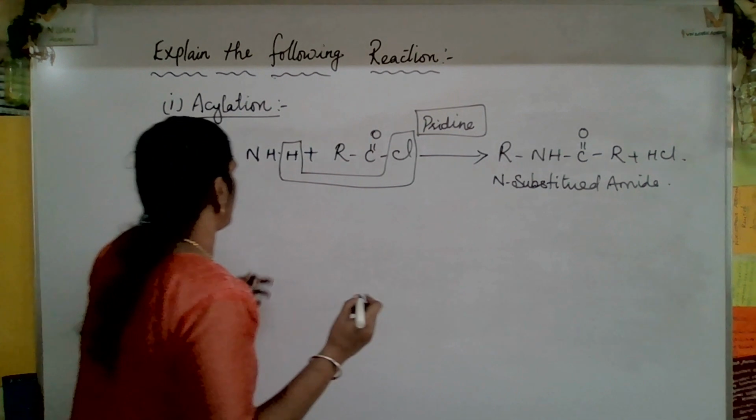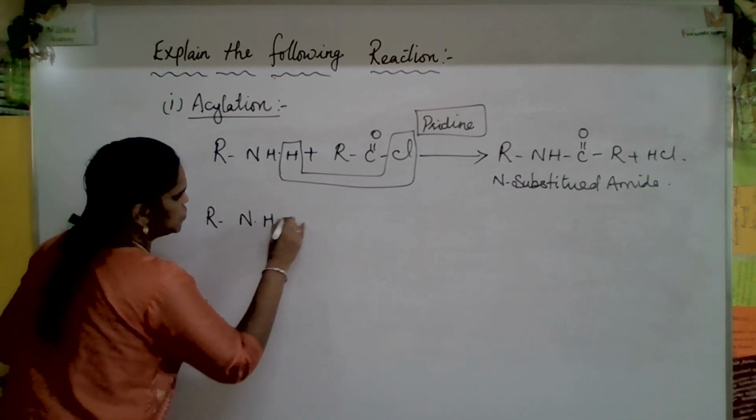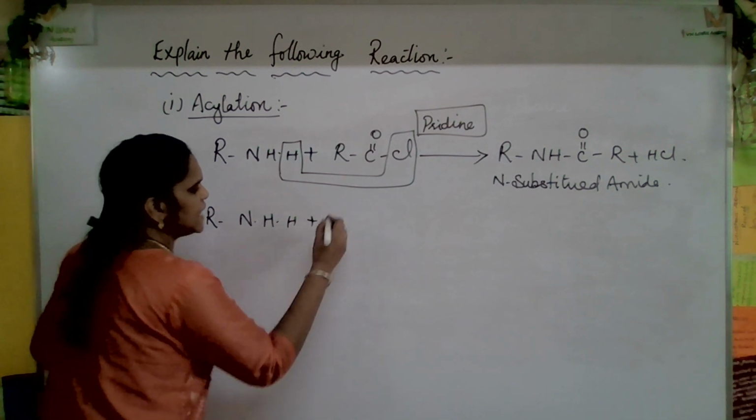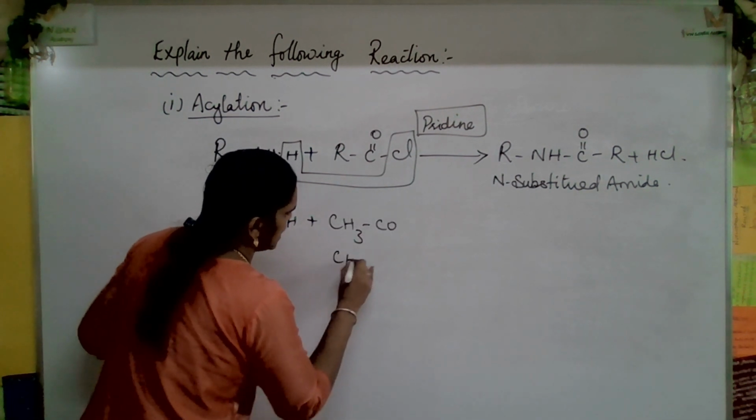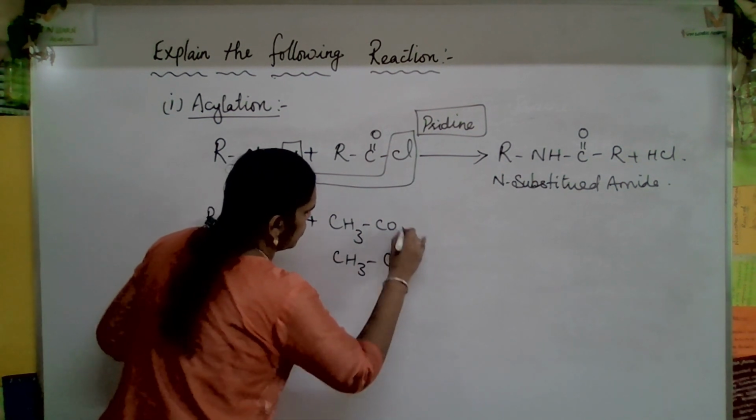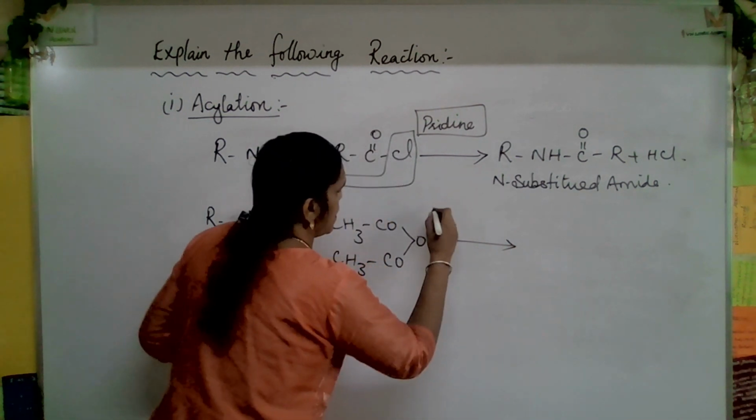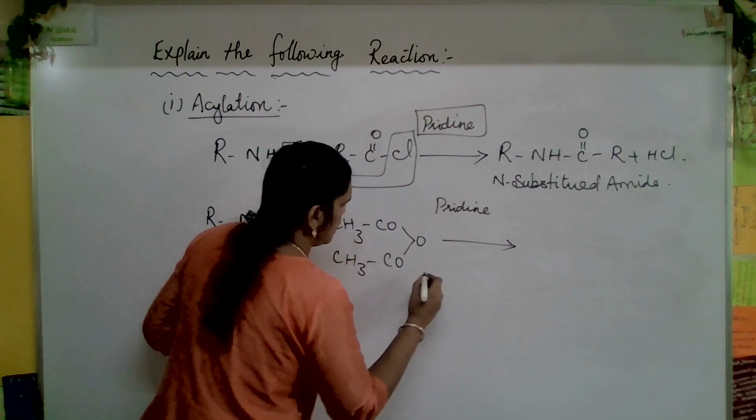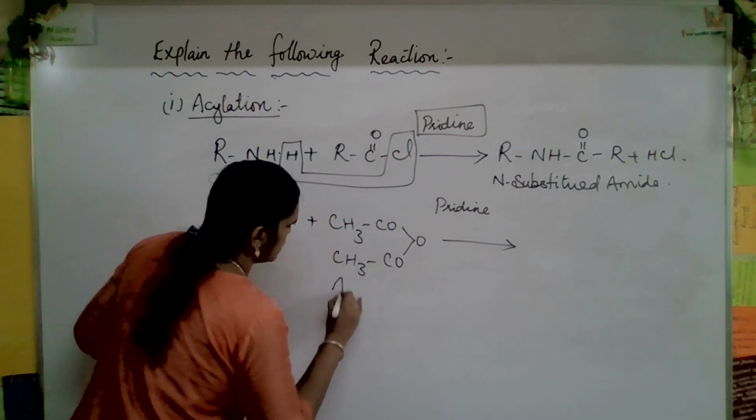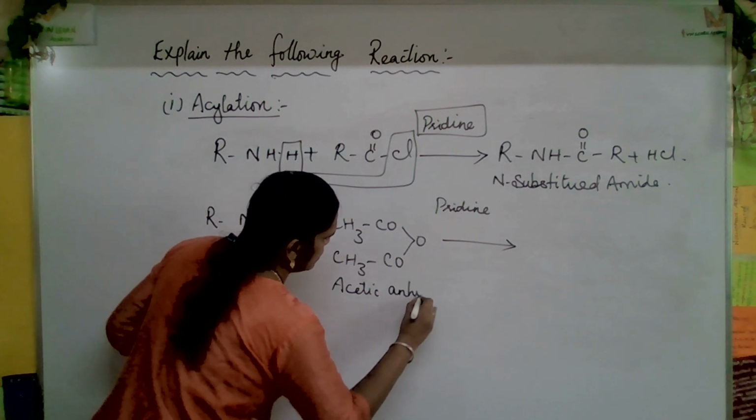Now acid anhydride also we can use. RNH2, I just mentioned like this only. Acetic anhydride, CH3CO and CH3CO both combined together, this is called acetic anhydride. The same way, in the presence of pyridine, with acetic anhydride.